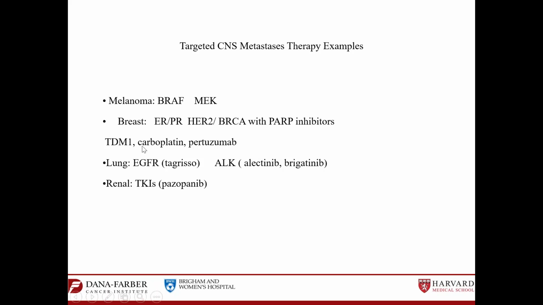Hello? Yes? You have melanoma patients in Pakistan? Yes, but targeted treatment is very expensive, so not all of them can afford BRAF inhibitors. Yeah, you should not start with BRAF.